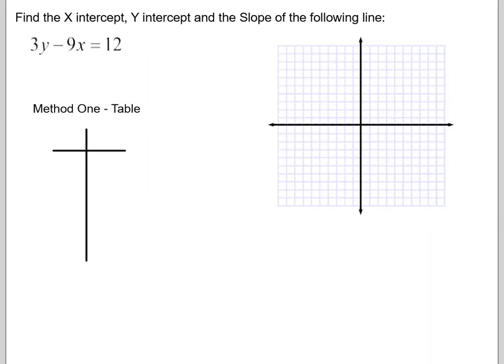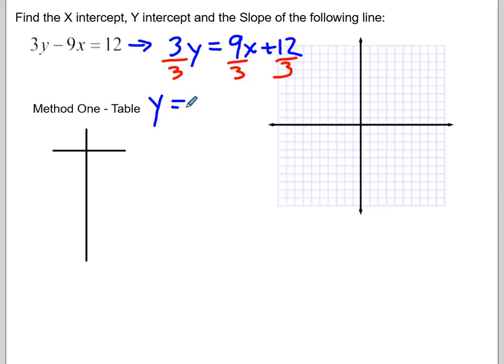All right, find the x-intercept, y-intercept, and the slope of the following line. So method 1, table. Again, I would probably rearrange this expression because I find that easier for my brain to work with. So I would try and get the y by itself. I would add 9x to both sides, and then divide both sides by 3. Now I have y equals 3x plus 4.